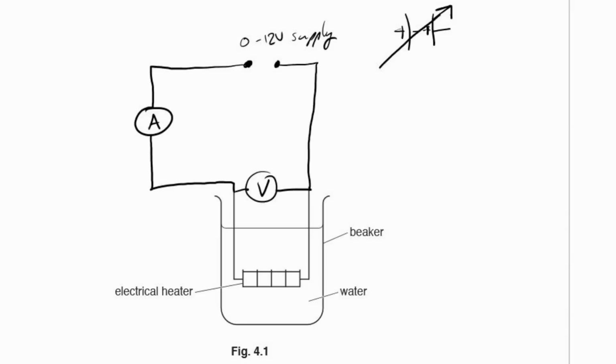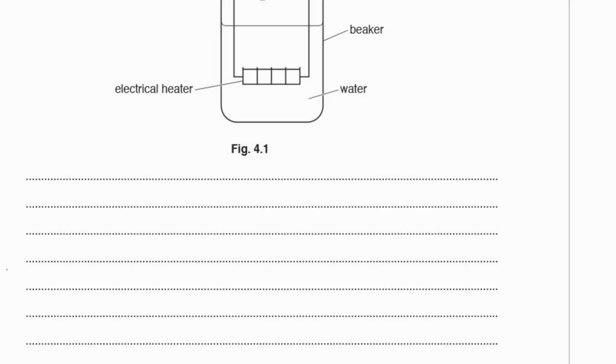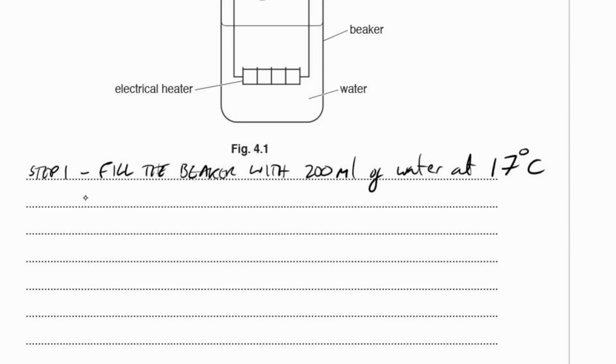So there we are. So we want to control the start temperature of the water, and we'll do that by saying, let's say fill the beaker with 200 milliliters of water at 17 degrees Celsius. There we are, so we filled the beaker with water. Step 2. Let's see what we're going to do. We're going to turn on the heater.